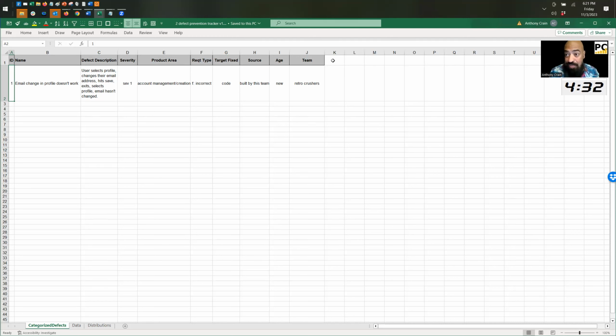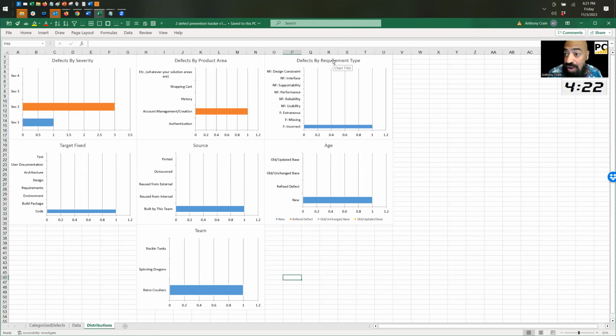I wish I had an example, but when I do this with my clients, they don't want to share because they think it's a competitive advantage, right? But once you have enough of these in here, now you can start to create distribution graphs. So you can see here defects by severity, by product area, right? So let's say that Sev2 is your biggest category more than any other. You're like, why do we have so many Sev2s? Is there something we can change, right? That one's less likely. Here by product area.